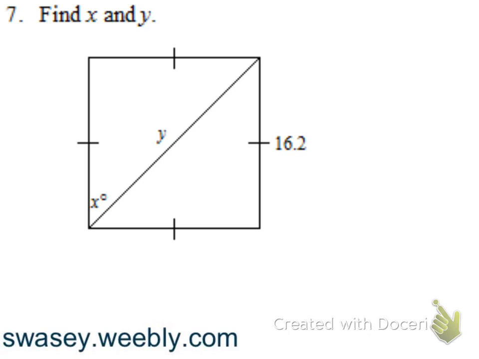Here we want to find both x and y. Looking at the x first, I should have given you that this was a right angle. So if you know that that's a right angle, then you'll be able to figure out the angle. So that would be 90, and then you've got an isosceles triangle, so these angles across from the congruent sides have to be congruent. And so x has to be 45 degrees.